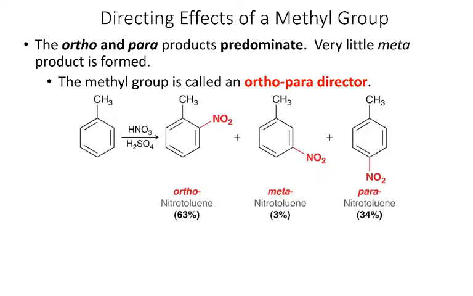So we've talked about the first effect. Is the methyl group activating or deactivating? As we discussed, it's activating. Then the second effect we need to consider is the directing effect. Where does the nitro group add to the benzene ring? Is it going to add in the ortho, the meta, or the para position? It turns out that when we have a methyl group as a substituent, the nitro group is going to add in the ortho or para position. Therefore, we call the methyl group an ortho-para director. And as you can see, we get almost all ortho and para and very little meta.